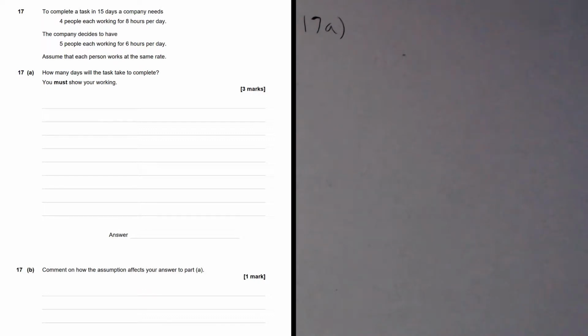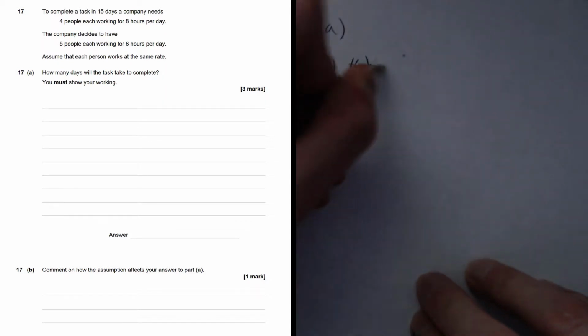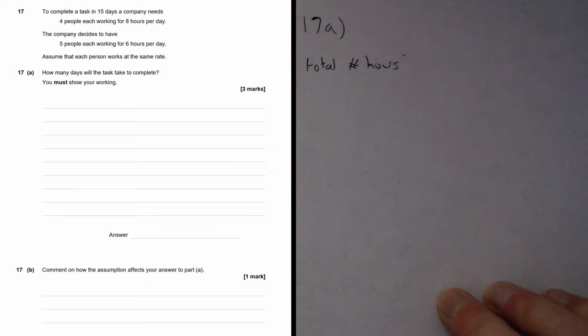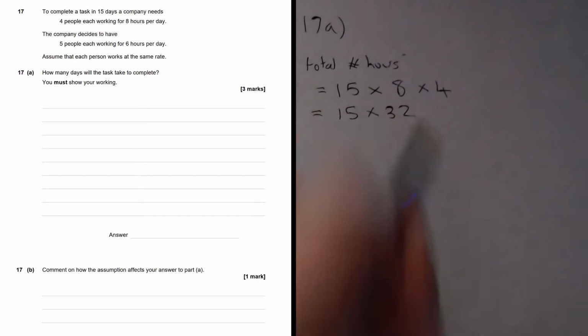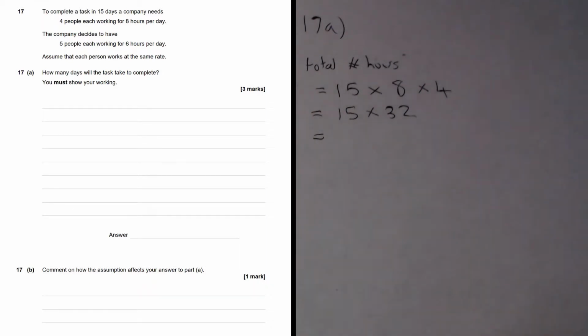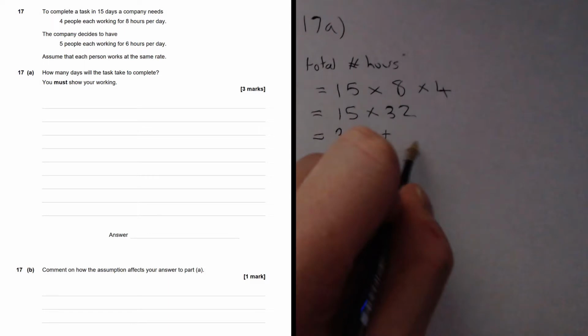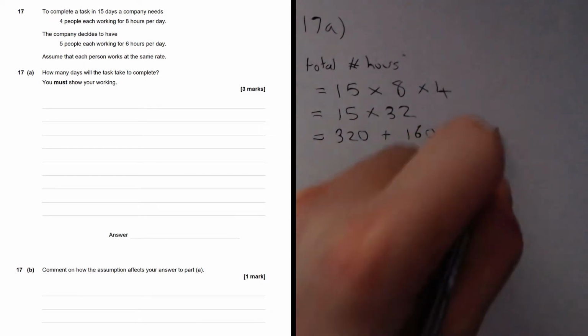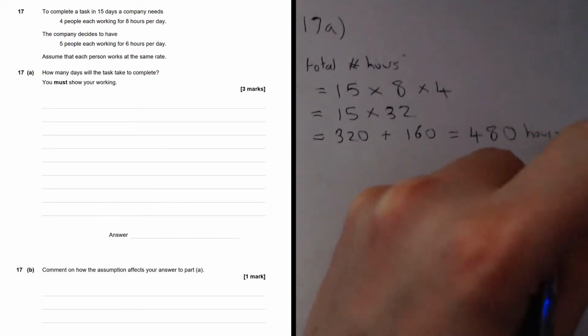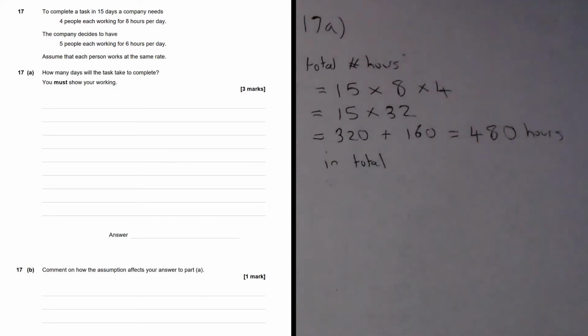So let's have a look at the total number of hours. If it's going to take 15 days, it is going to be 15 days multiplied by the 8 hours, and then 4 people are doing this. So we need to do that calculation. Let's do 15 times 32, and 15 times 32 is the same as 10 times 32, which is 320, plus 5 times 32, which is half of that, which is 160. So altogether that's 480 hours in total. Okay, that's how long it takes.